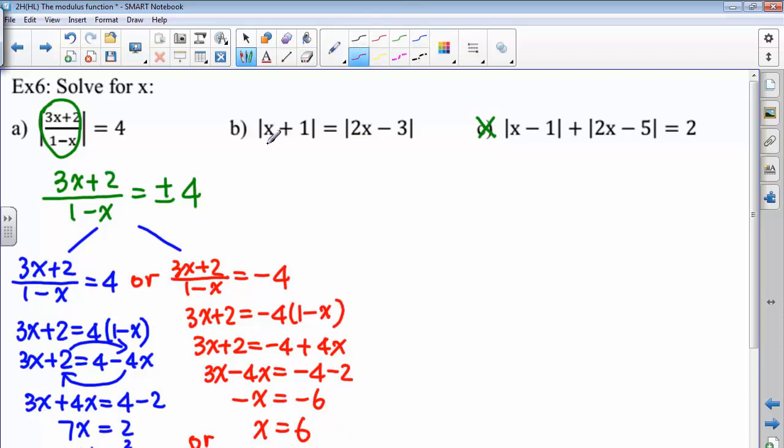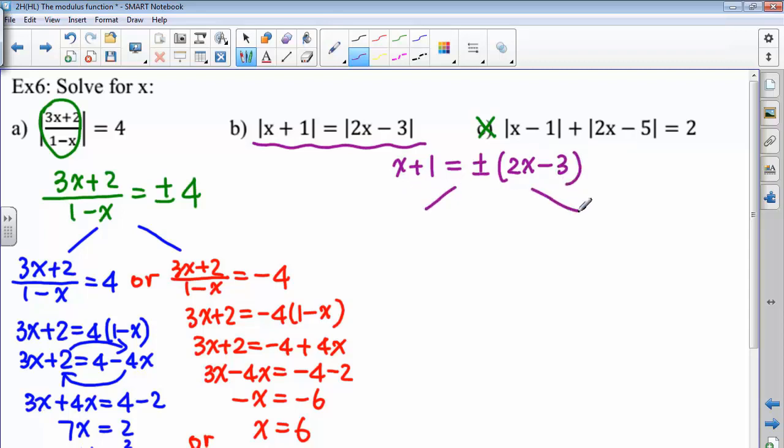Right now, let's look at how we can solve this one. If you have two absolute values in one equation, without any other numbers involved, like the previous one, which still had a constant at the end, it is way easier. Let's look at how I can solve this one. The absolute value of something equals the absolute value of something else. So what I can do is remove the absolute value: x plus 1 equals positive or negative 2x minus 3.